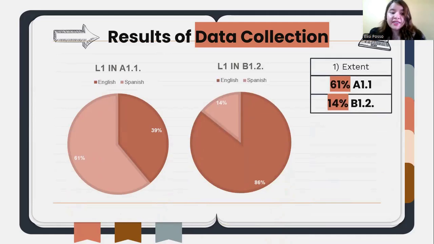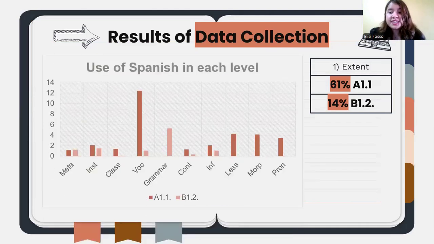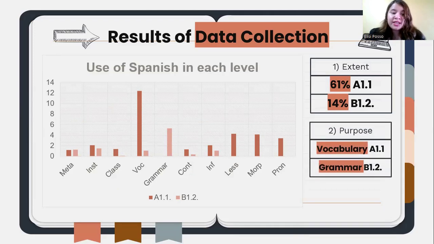This suggests that at earlier levels, learners tend to rely more on their first language, as they have not yet developed a strong interlanguage, unlike B1 learners who are more capable of working in the target language directly. In terms of the teacher's objectives, Spanish was primarily used to explain vocabulary at the A1 level, as you can see, and grammar at the B1 level.